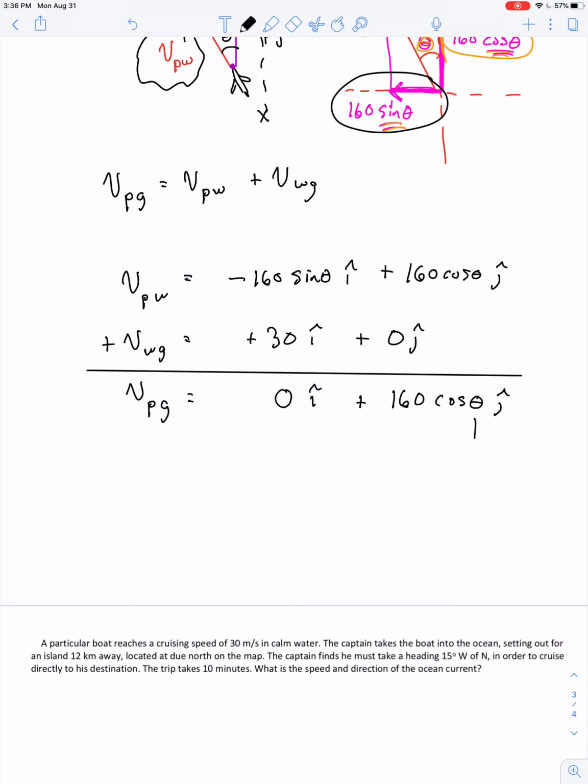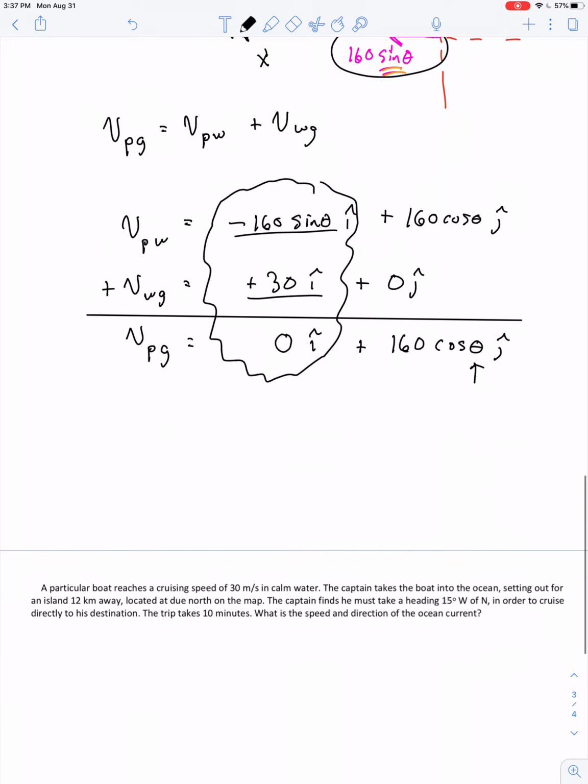That doesn't help too much. It still doesn't give us this value of theta. But we ask ourselves, how could this possibly work out? How could negative 160 sine theta combined with positive 30 give us a result of 0? Okay, negative 160 sine theta plus 30 has to equal 0.